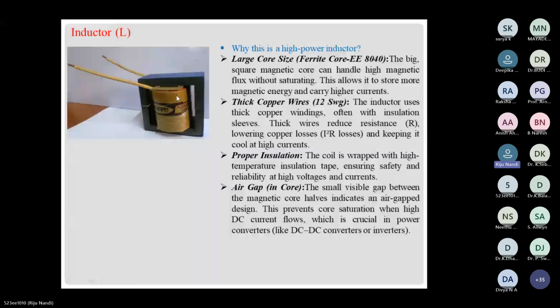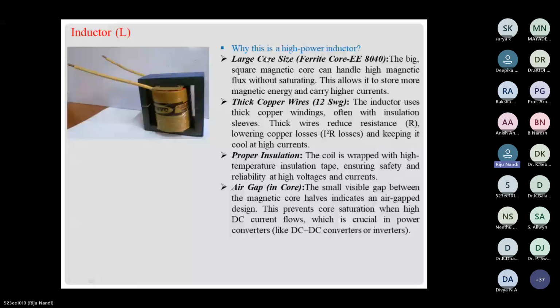Between the core, you can see there is an air gap. Depending on the air gap, you have to measure the inductance value. If you want a higher inductor value, you can go for thicker paper insulation, so you have to increase the air gap also.